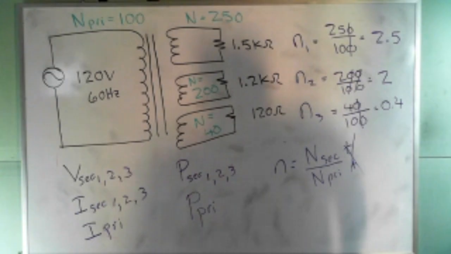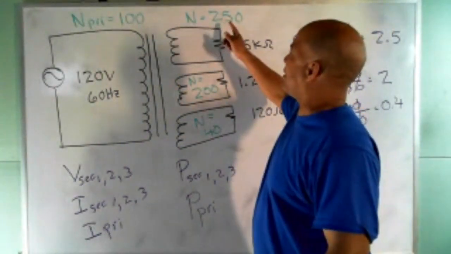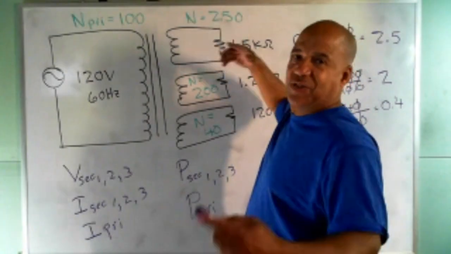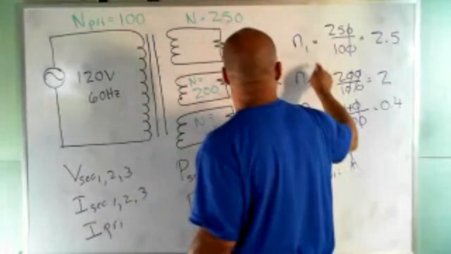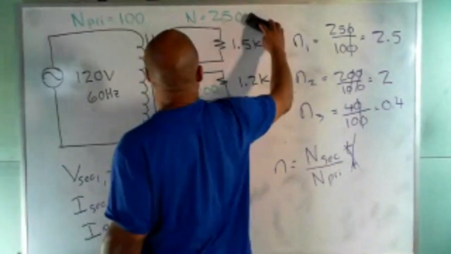Okay, so now these are the secondary turns, and that's usually useless information. You want these little N's is what you want. So I'm going to get rid of these.